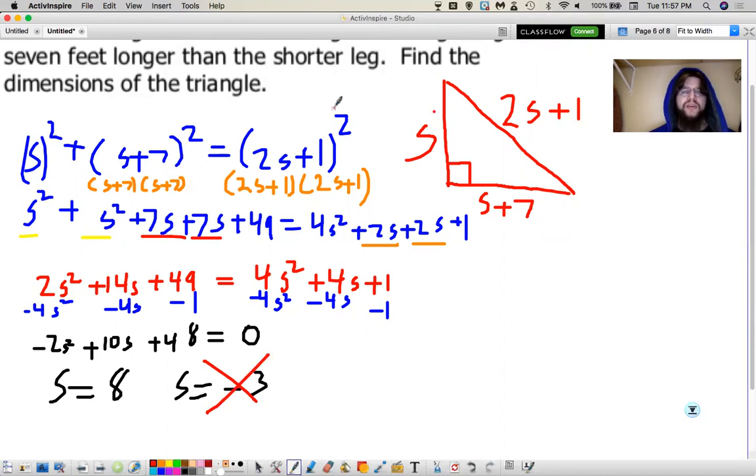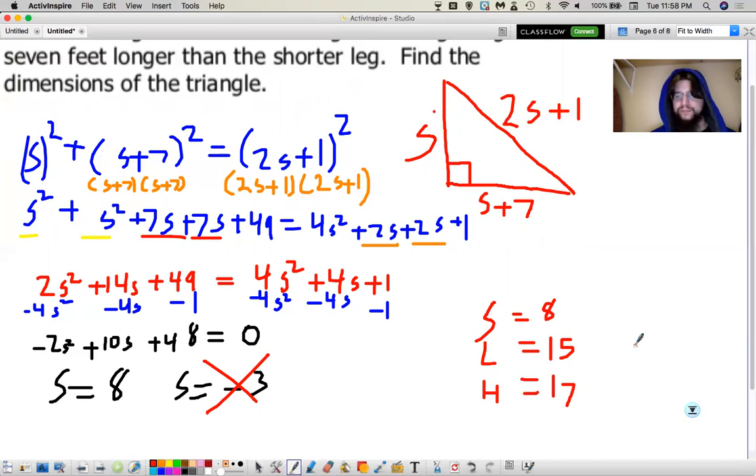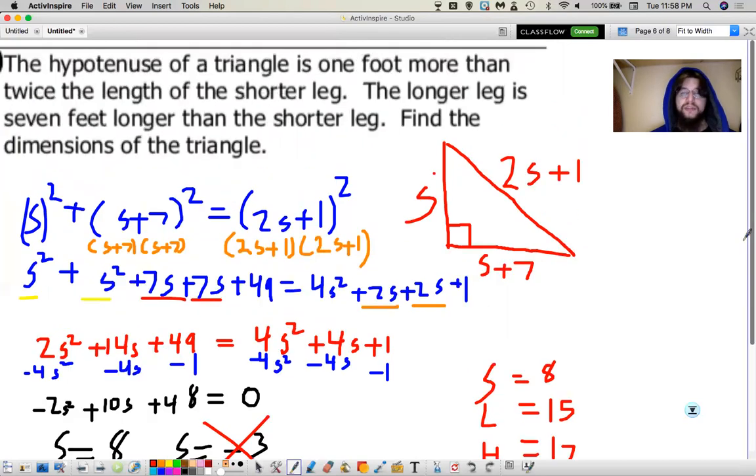It says find the dimensions. Always, before you're done, when you think you've found your answer, go back and read your question. Find the dimensions, not the short side, all of them. So short, long, hypotenuse. Short is 8. We just found that. Add 7 to that, I get 15 for the long side. 16 plus 1 is 17. And there we go. And those are in who knows what units. Do we know? Feet. These are all in feet.